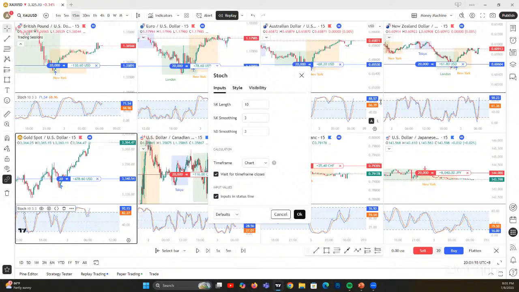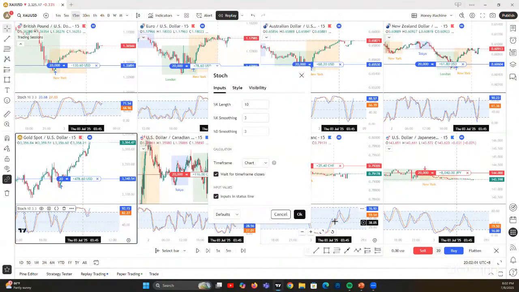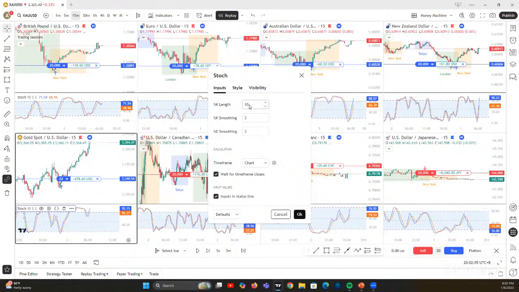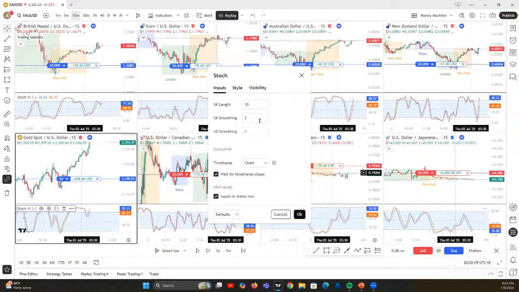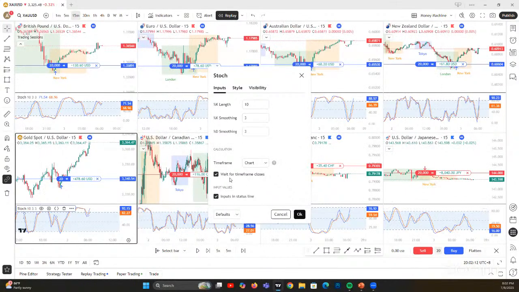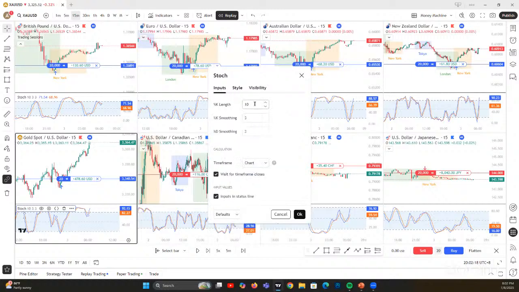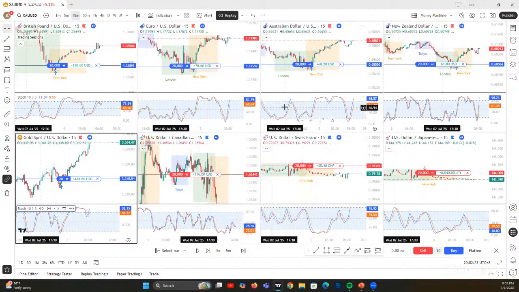1033. Percent K length should be 10, K smoothing should be 3, D smoothing should be 3, because this will smooth out all the crossovers you can find. Without this, it will be more jagged and you cannot see very well. But with the 1033 setting, that's it. Don't change anything else, just the style. If you want to change the color of the K and the D line, you can do that. But for me, I leave that alone and just put 1033. Don't forget about it.